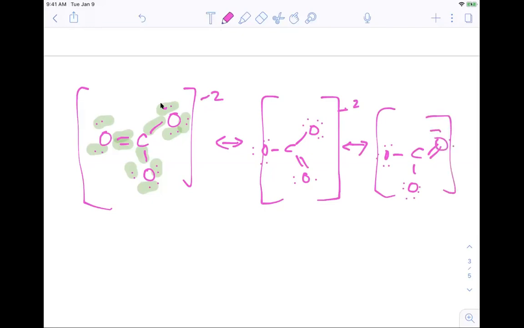So there, that is not a dot. My pen is being poopy. Okay.